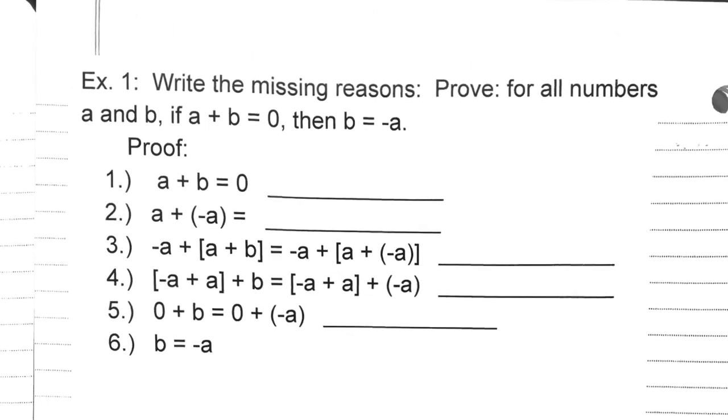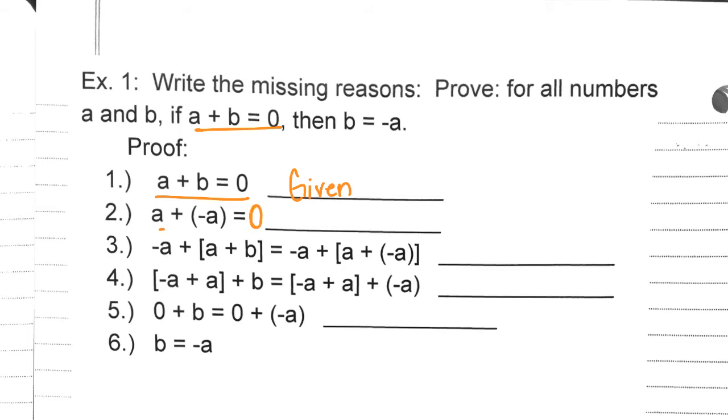Write the missing reasons. Prove for all numbers a and b, if a plus b equals 0, then b equals negative a. This first thing that you see, a plus b equals 0, that's up here. This is given. Those are usually pretty easy. And I do have a mistype right here. This should have a 0.